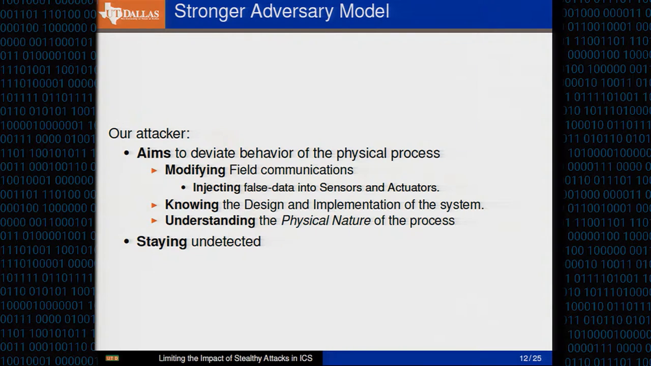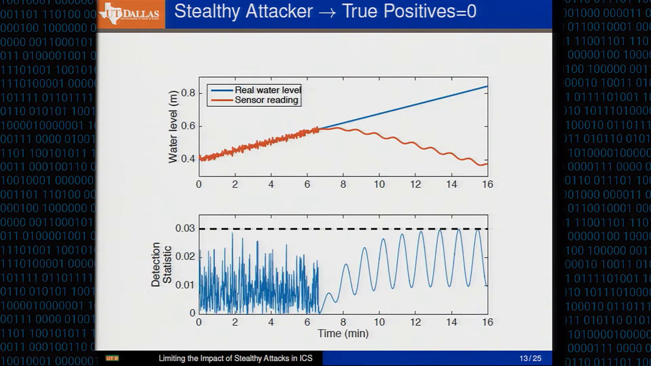Finally, of course, with all that knowledge, he can launch stealthy attacks that will never cross our detection threshold. As you can see here again in the water example, this attack deviates the physical behavior. You can see the residuals here, and they will never go beyond our detection threshold. That means that we don't have detection.